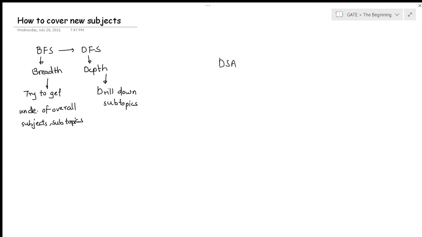Let me tell you with an example. Suppose we want to cover data structures and algorithms. Now what are the main things we can say? The first one is divide and conquer, right? The next one is dynamic programming. Third is the greedy algorithms, right? After that we have the basic data structures like stacks and queues, right? Then we have the graphs.